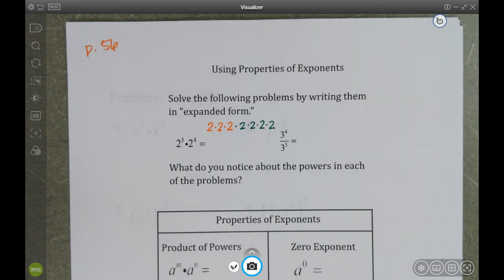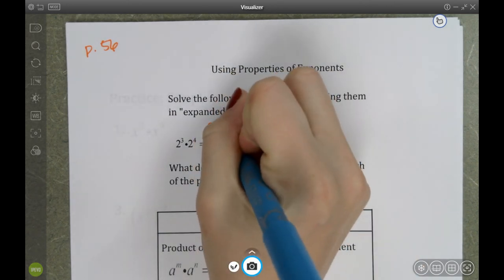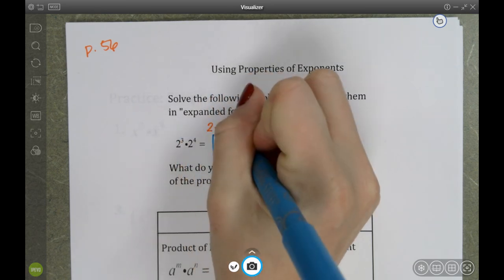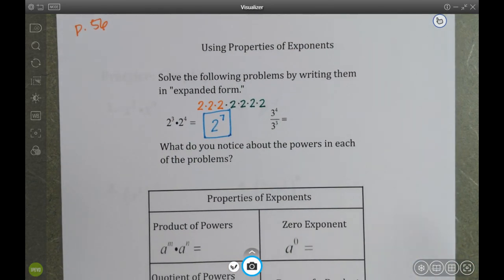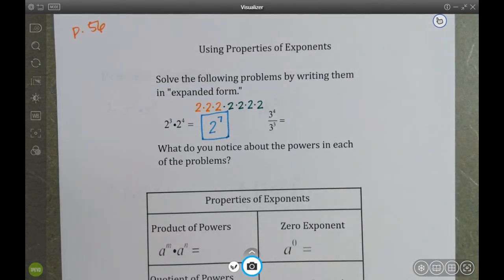So how many total 2's am I multiplying together? 7 of them. So can you rewrite this as 2 to the 7th power? Is there something I can do with 3 and 4 to get 7? I could add them. All right.